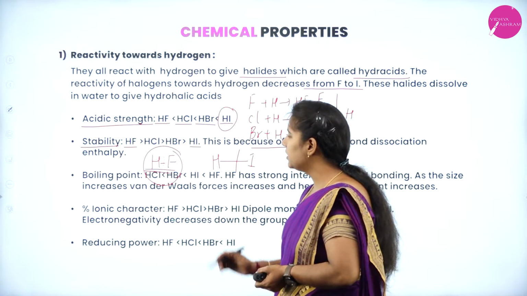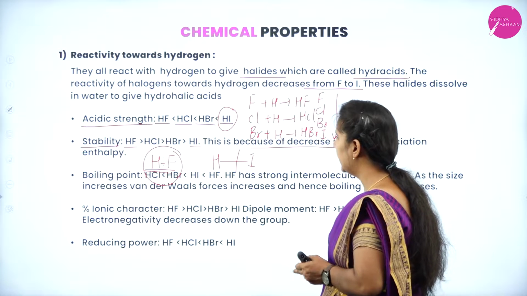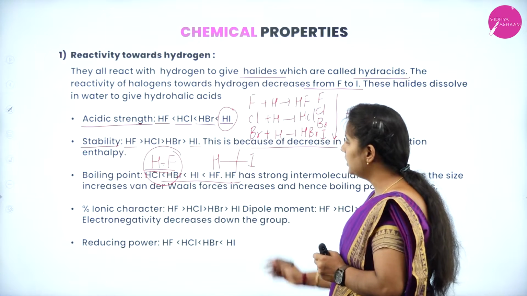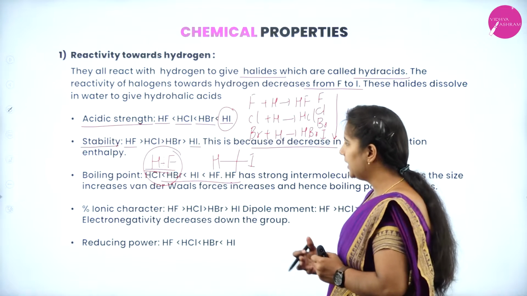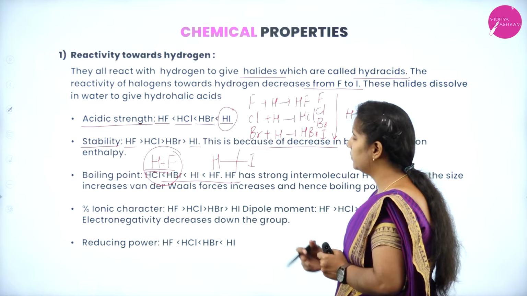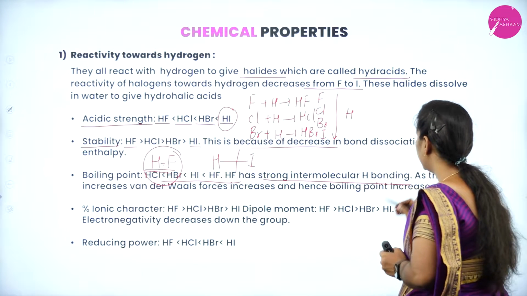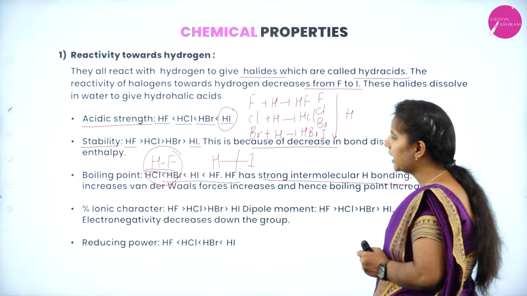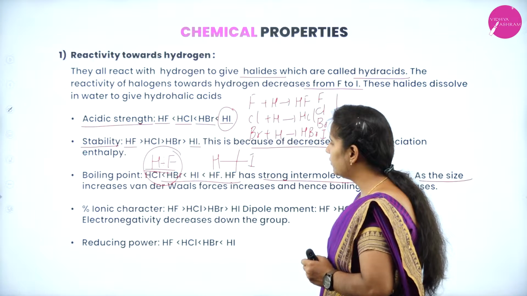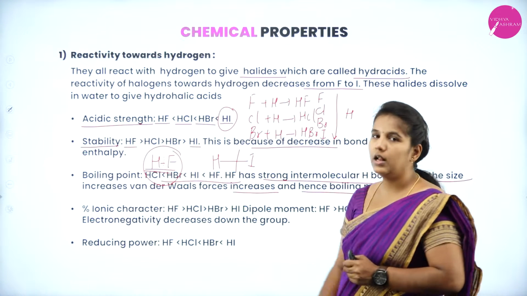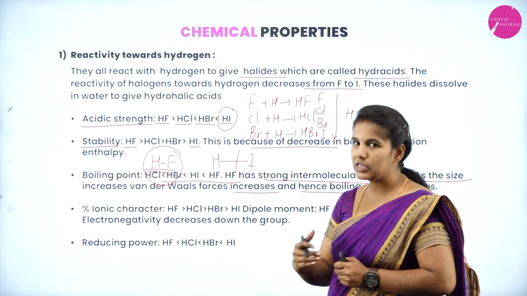Coming to their boiling points, hydrogen fluoride will have a higher boiling point than hydrogen chloride because of the stronger intermolecular hydrogen bonding. As the size increases, the van der Waals force of attraction also increases, hence their boiling point also increases as we move down the group.